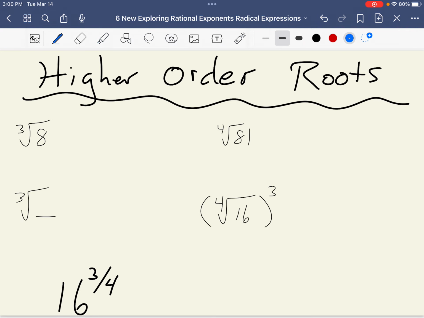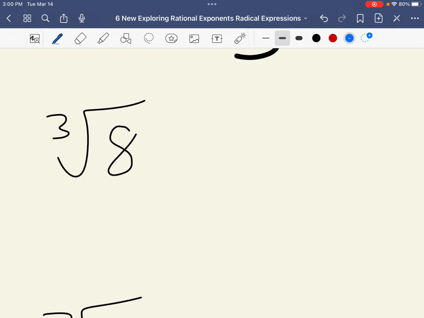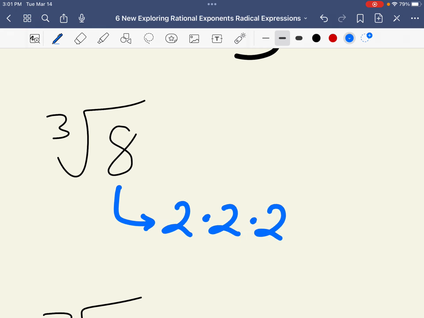And, well, what does this mean? What does it mean to think of the cube root of 8? Well, honestly, it means that you're looking for three numbers that multiply to be 8. And, oh, by the way, they have to be the same three numbers. Can you think of three numbers that multiply to be 8? Yeah, you should be thinking of 2 times 2 times 2.